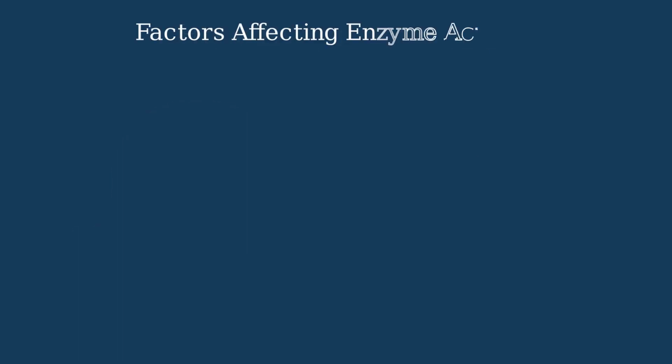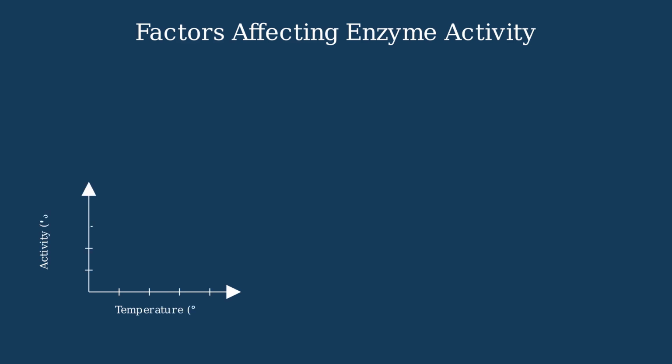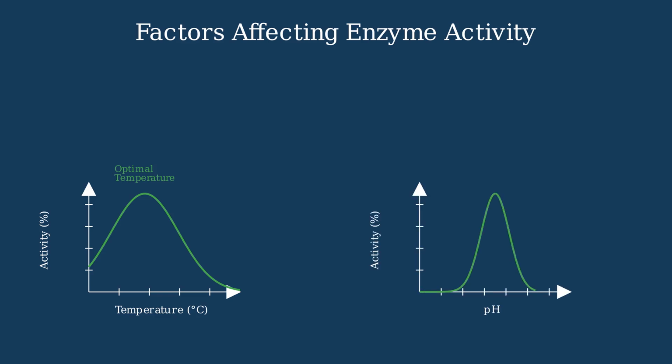Several factors affect how efficiently enzymes can catalyze reactions. Temperature greatly affects enzyme activity. Each enzyme has an optimal temperature range where it functions best. pH levels also impact enzyme function by altering the enzyme's shape and charge distribution. Most human enzymes work best near neutral pH.